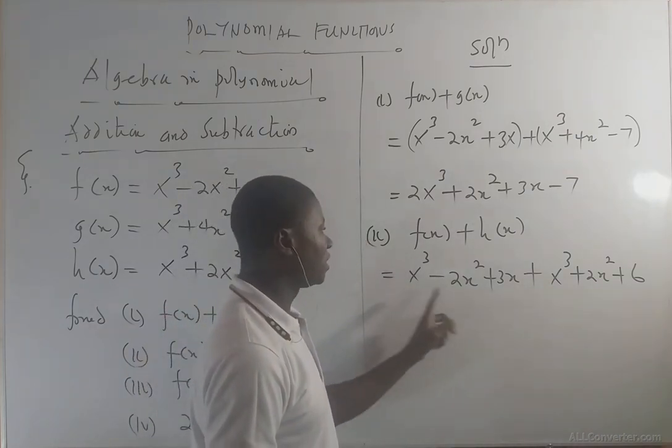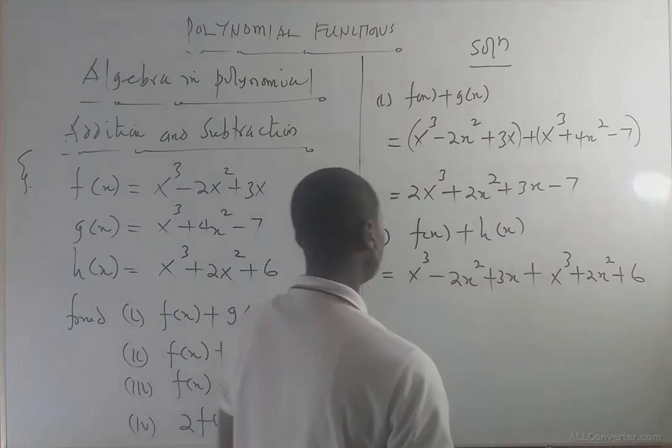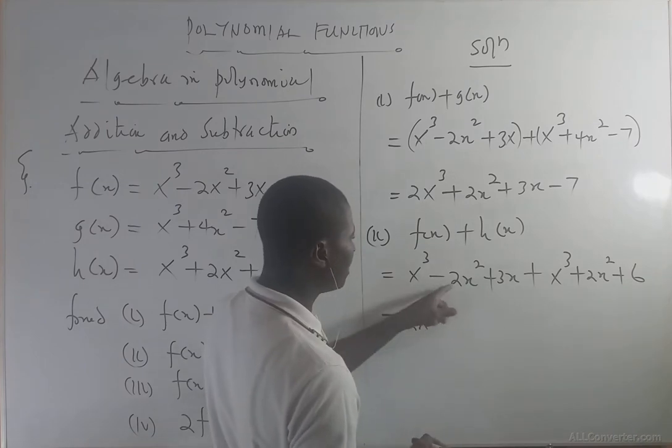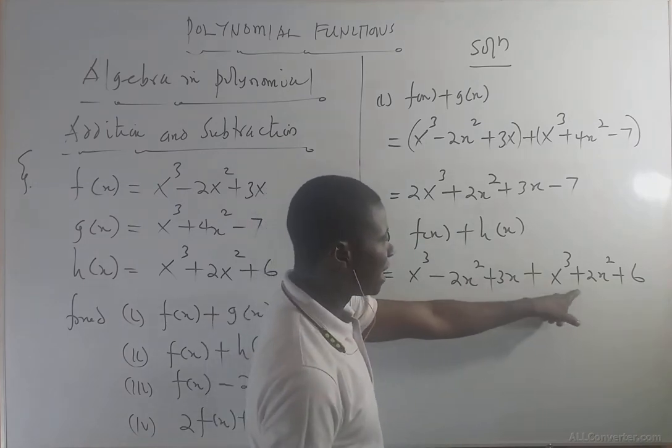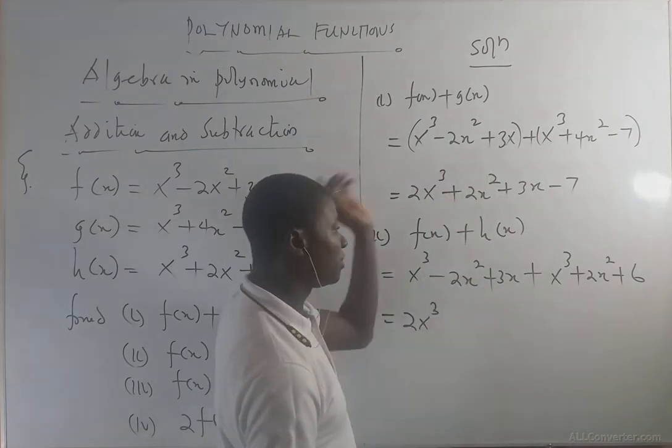Don't forget that the coefficients are all 1, 1. So 1 s cubed, we have another 1 s cubed here. Then we are going to have 2 s cubed. Then we have minus 2s squared here, but we have plus 2s squared here. So minus 2s squared plus 2s squared is 0. So the square term is gone.